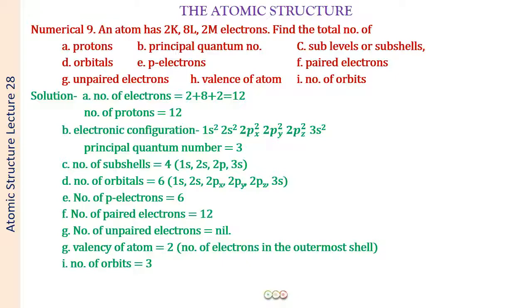And finally, we have to tell the number of orbits. So the number of orbits is going to correspond to the principal quantum numbers that we can see. So there are 3 principal quantum numbers. So the number of orbits is also going to be 3.